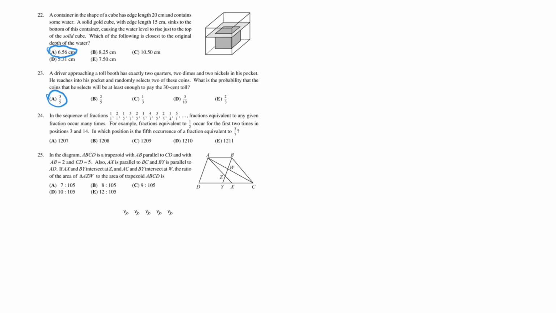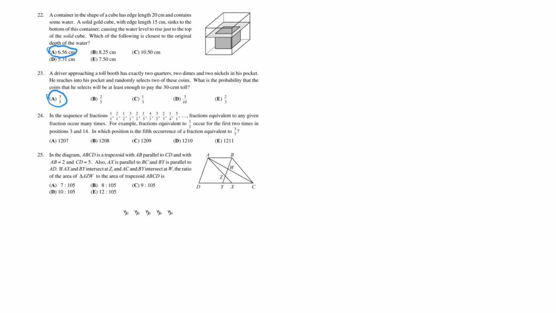Number 24. In the sequence of fractions, fractions equivalent to any given fraction occur many times. For example, fractions equivalent to 1 over 2 occur for the first 2 times in positions 3 and 14. In which position is the fifth occurrence of a fraction equivalent to 3 over 7?